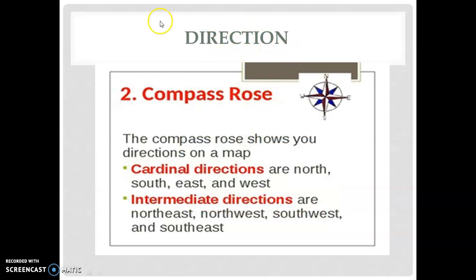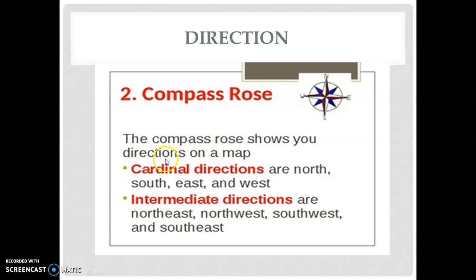The second important element of a map is direction. What is direction? With the help of direction, we get to know the way, where we have to go. So direction tells us the way. The compass rose is also considered as direction.